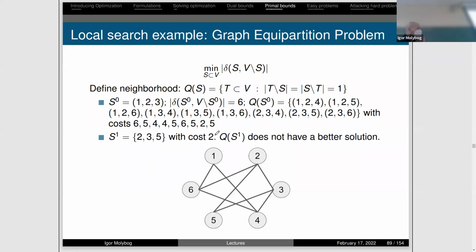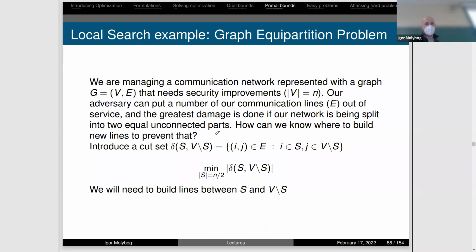Right. So we have a topology of landlines like this, and our adversary can take out some lines. If it took out lines and a large part of the network is still operational, and there's a small little island that is being isolated, this is not as bad as if it disconnected the network, parting it into two parts by removing certain edges. I would like to understand where I should build new landlines so that I prevent that from happening.